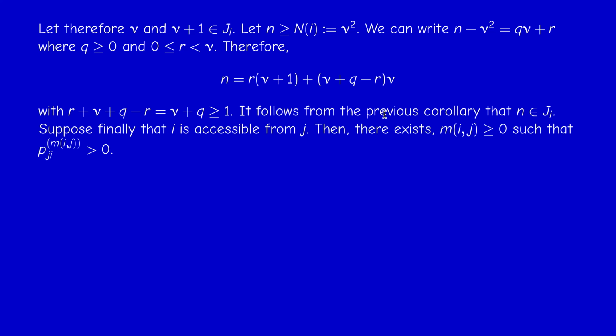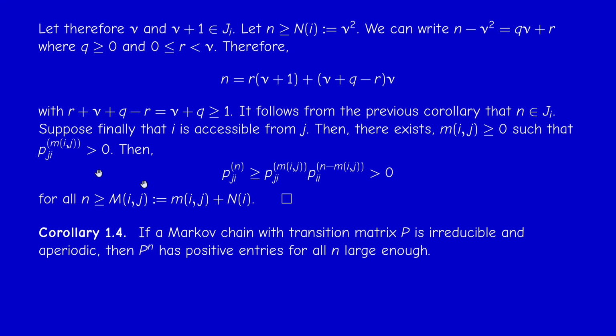Now I prove the last remark. Suppose that i is accessible from j. So there is an integer m_ij such that p_ji to the m is positive. And now I use Chapman-Kolmogorov again. So I write p_ji to the n is bigger than this product, so it's positive, provided n is bigger than m_ij, because I need this to be positive. If n is bigger than this number, small m_ij plus capital N_i, which is here, which is nu squared, then this is positive. So there is a path of any length starting from a certain rank, from j to i.